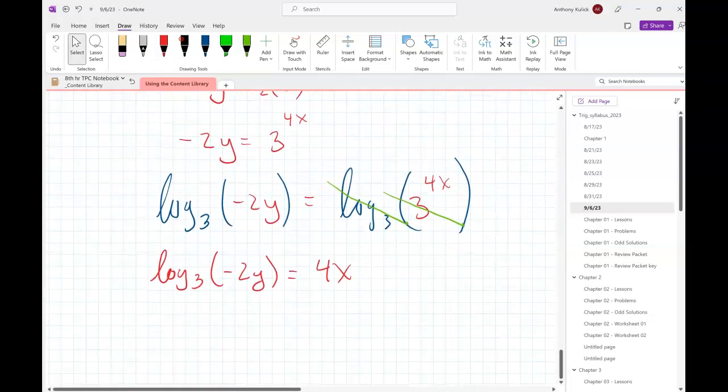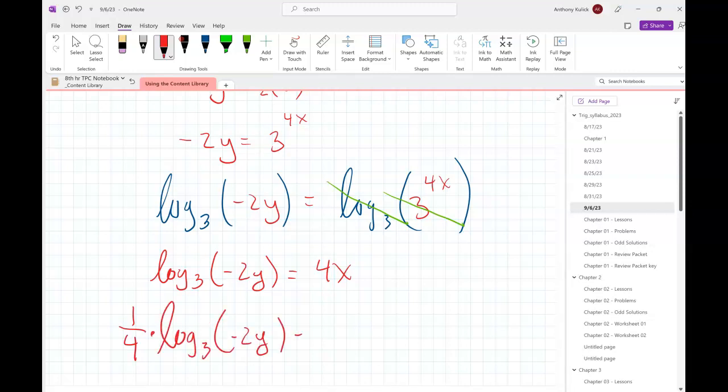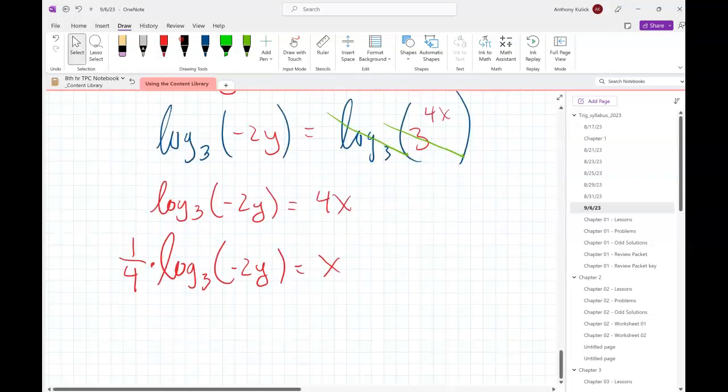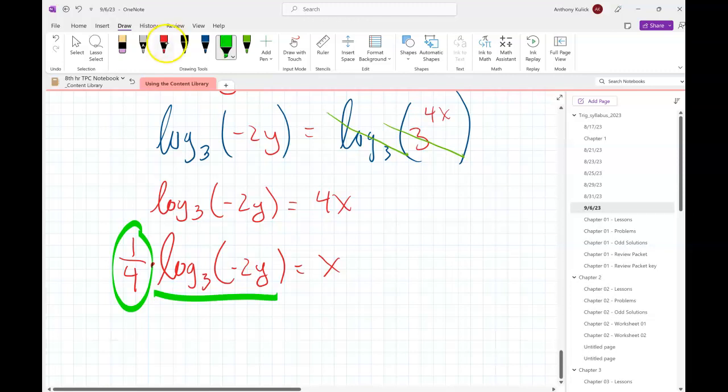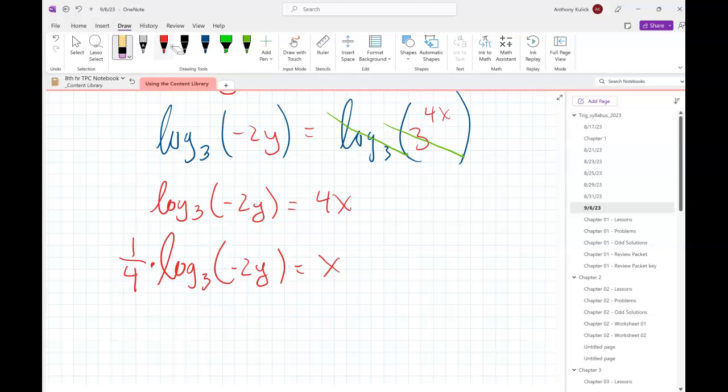My next step is to just divide both sides by 4. I'm going to write it as a times 1/4 out front, just for clarity's sake, because I want to make clear that that 1/4 is applying to the entire thing. If I write over 4, sometimes it's unclear if I'm writing over 4 just to the stuff on the inside or to the entire thing. By putting the 1/4 out front, that should make it really clear that it's applying to the entire logarithm.